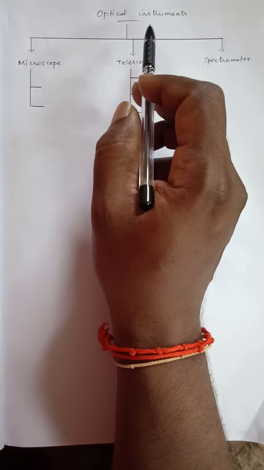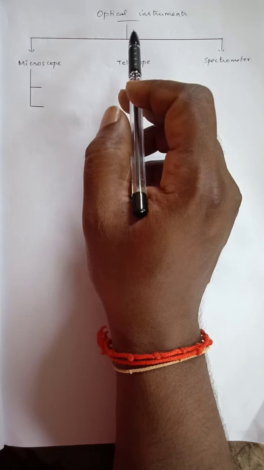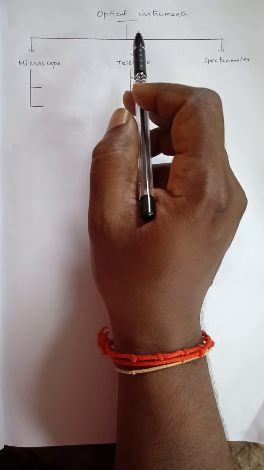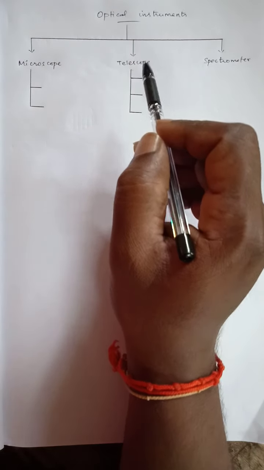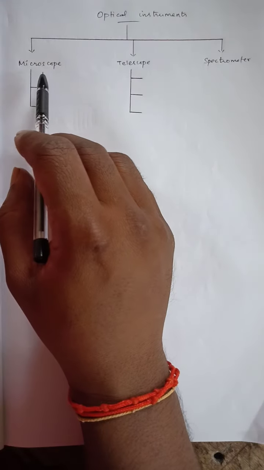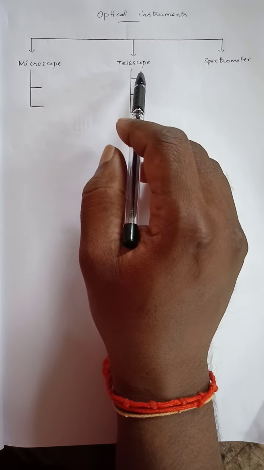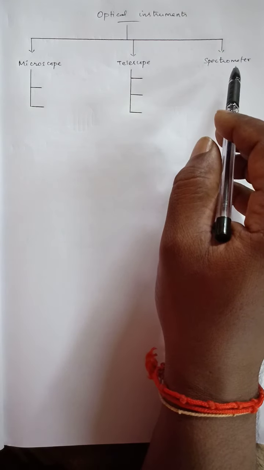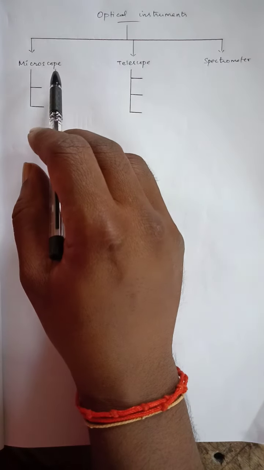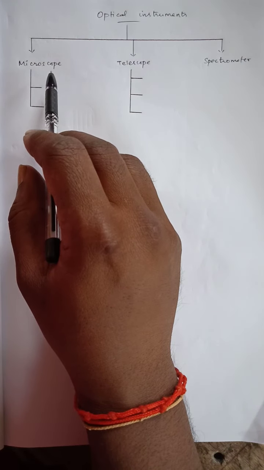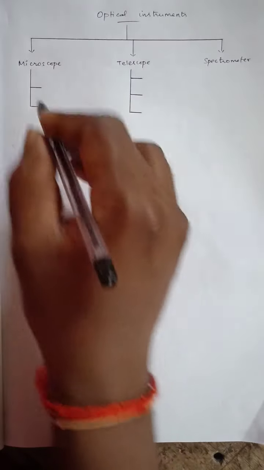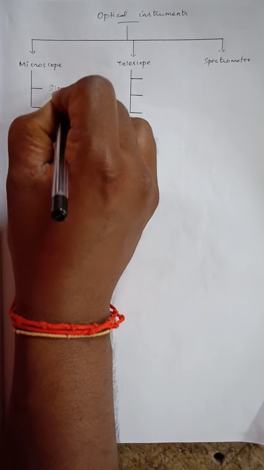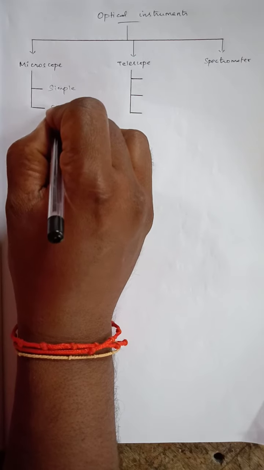Optical instruments are used to view an object very closely to examine it. There are three types of optical instruments: the microscope, the telescope, and the spectrometer. Microscope means we see an object that is very small in size as a magnified image. There are two types of microscope: one is called the simple microscope, and the other is the compound microscope.